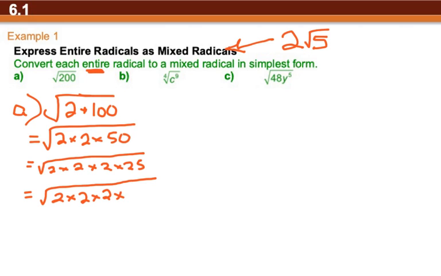Now, looking at 25, that one is not divisible by 2, so we'd move on to the next prime number, which is 3. It's also not divisible by 3, so keep moving on until you find one. 5 is the next prime, and 25 is divisible by 5. So out of 25, we would get 5 times 5.